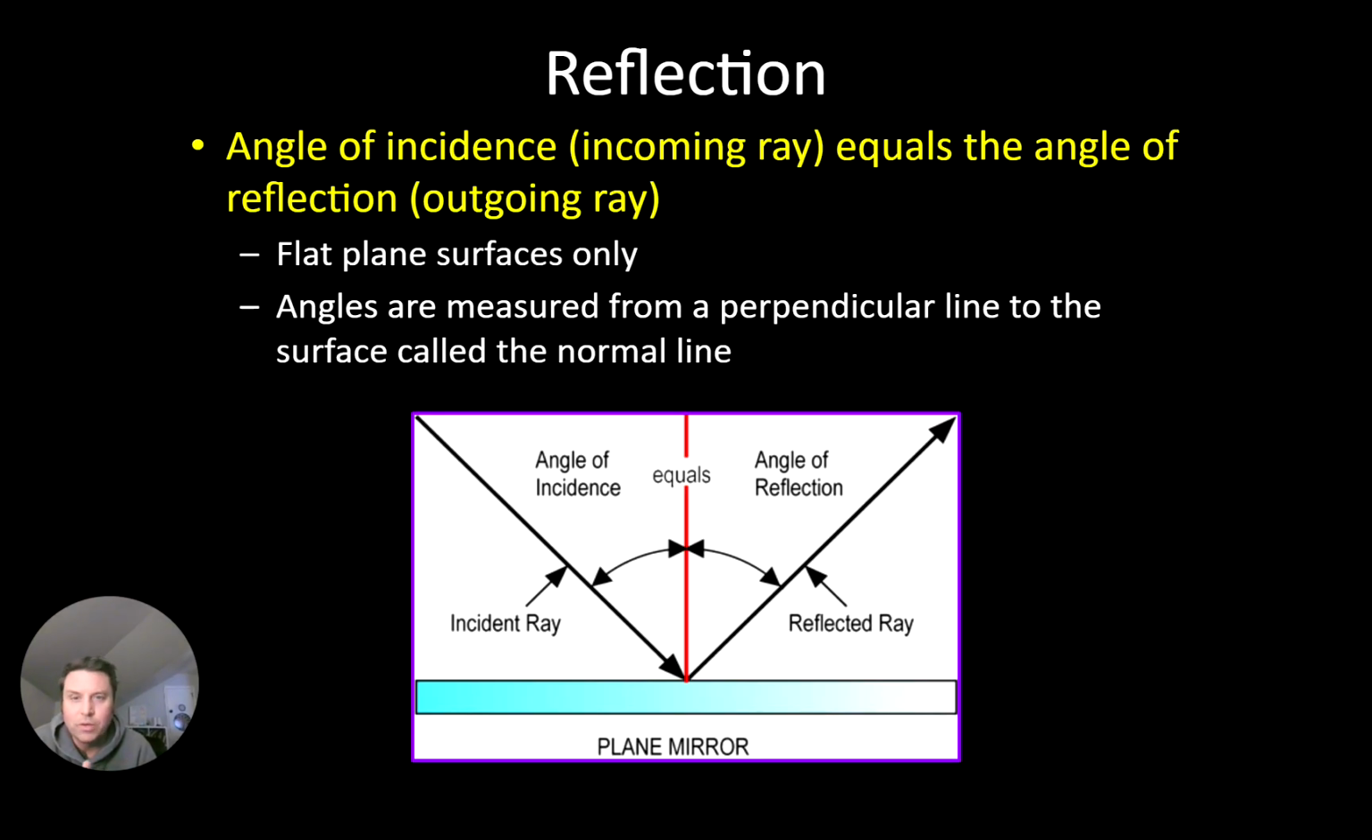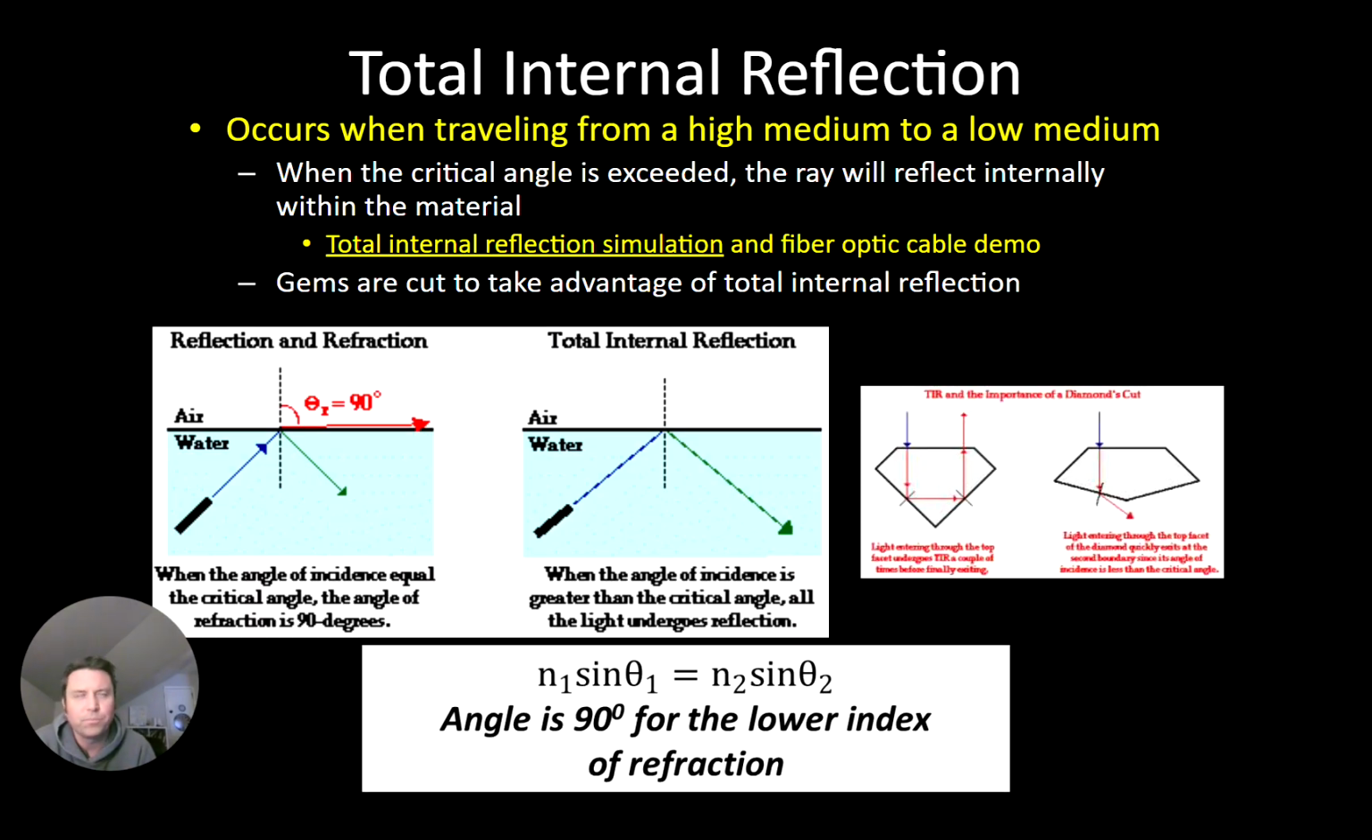And then reflection, real quick, not much to it. Angle in, we call it the angle of incidence, equals the angle of reflection, which is the outgoing. That's for flat surfaces. We will talk about what happens with curved mirrors and curved lenses and stuff like that. And then again, the angles are measured from the perpendicular.